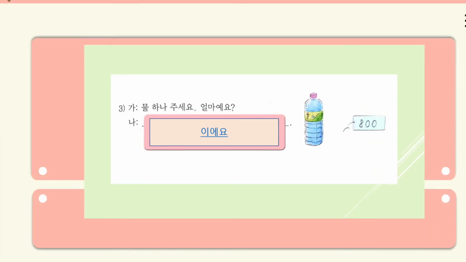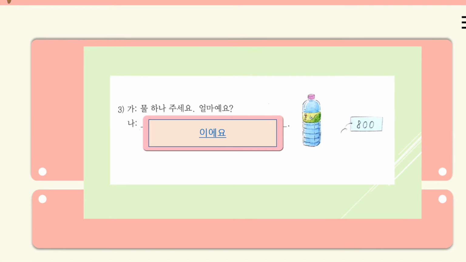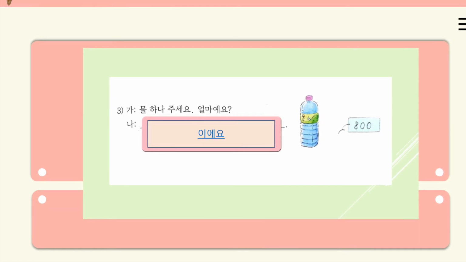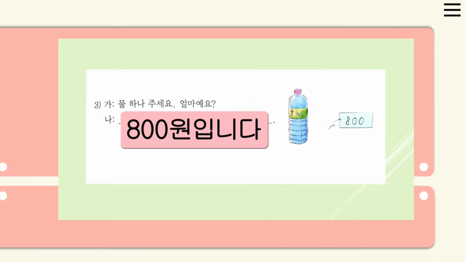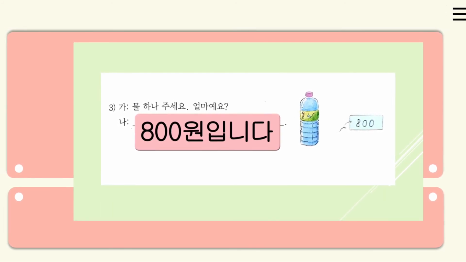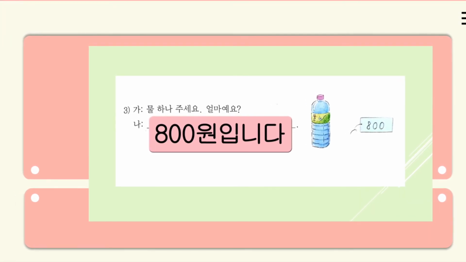In this example, we see the question 물 하나 주세요. Please give me 1 bottle of water. 얼마예요? How much is it? We see 800 beside it. And the answer that we see there is 이에요. So how do we say it is 800 in a most formal way? To say it formally, we will answer 800원입니다. It is 800 won. 800원입니다.